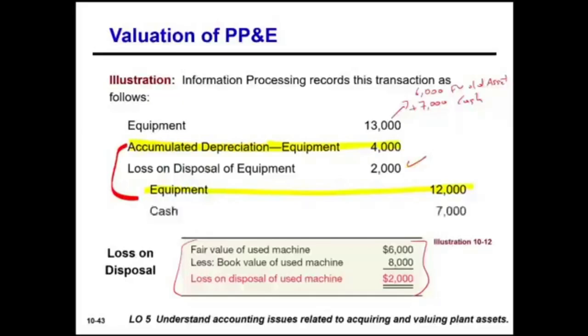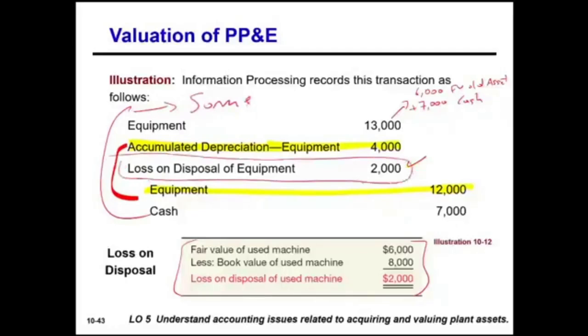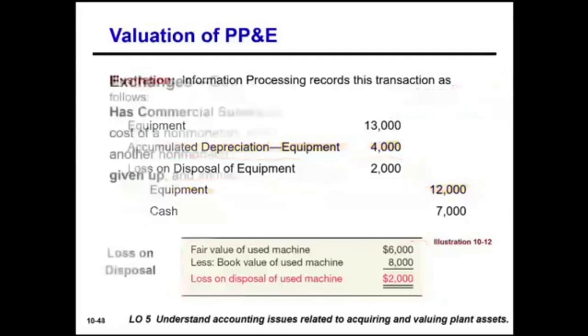This is a loss. You always recognize the loss. It doesn't matter if it lacks commercial substance or does not lack commercial substance. So this transaction, if they told you it lacks commercial substance, the entry would be the same. Why? Because we had a loss, and for a loss, you will always recognize the loss if it has commercial substance or if it doesn't have commercial substance. Good.